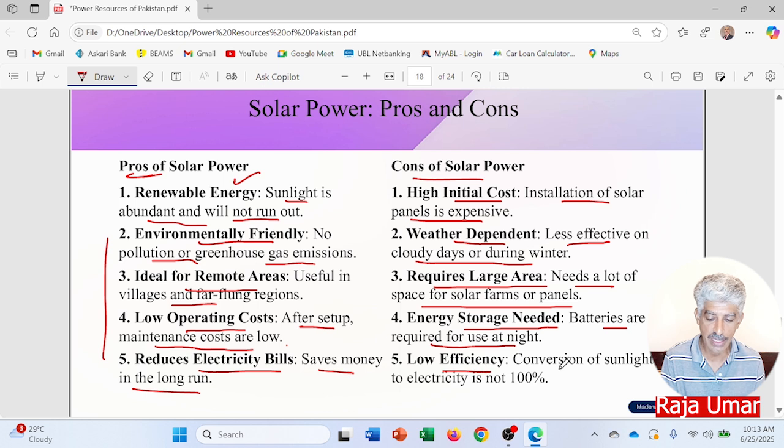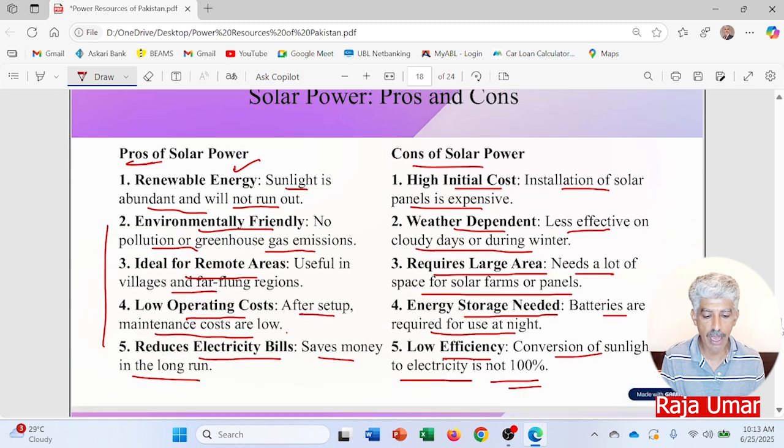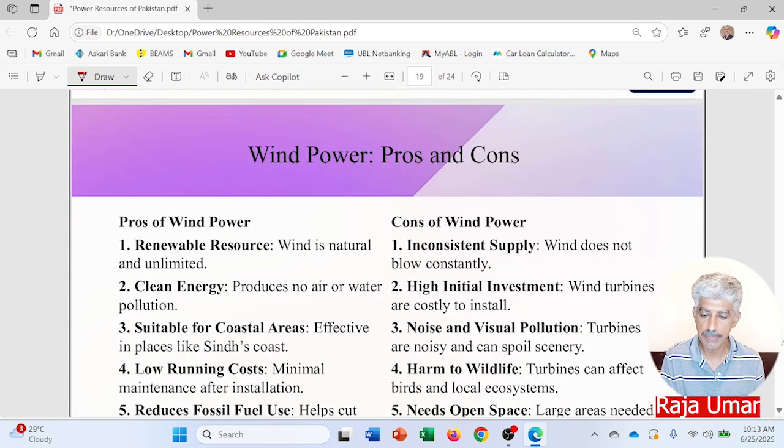Low efficiency: conversion of sunlight to electricity is not 100%, and whenever you say that you have installed a 10 kilowatt solar structure, definitely you will not be getting the full 10 kilowatts of electricity, but that might be about 7.5 or 8 kilowatts of electricity. So the efficiency is not a good one, about 75 to 80%.